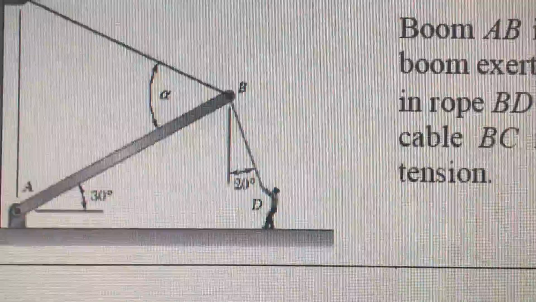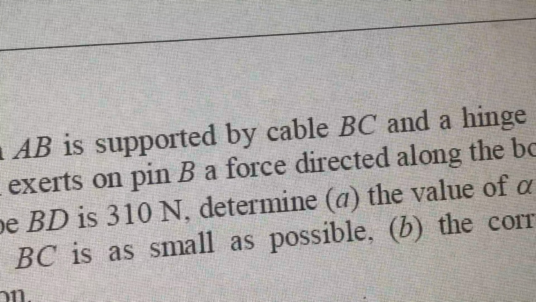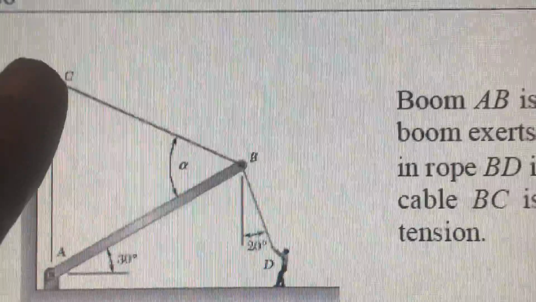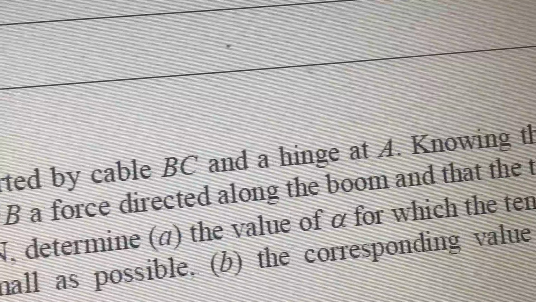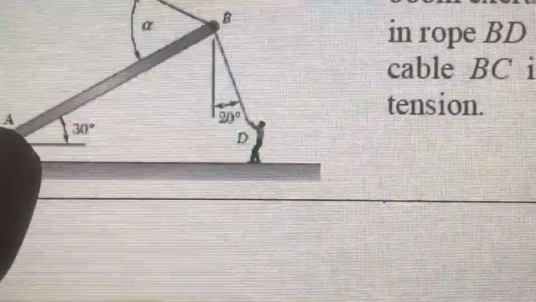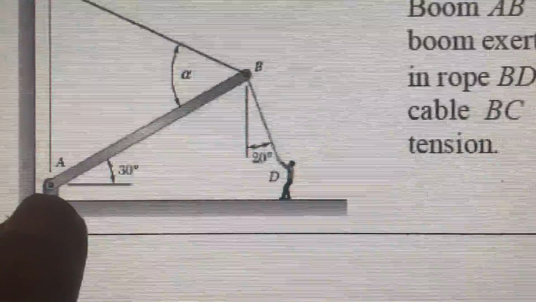So boom AB is supported by cable BC. So this is the support, cable BC, and a hinge at A. So there is a hinge at A that has two reactions, Ax and Ay.